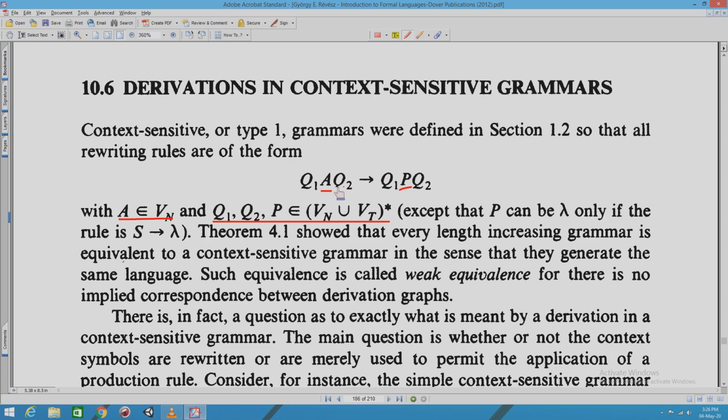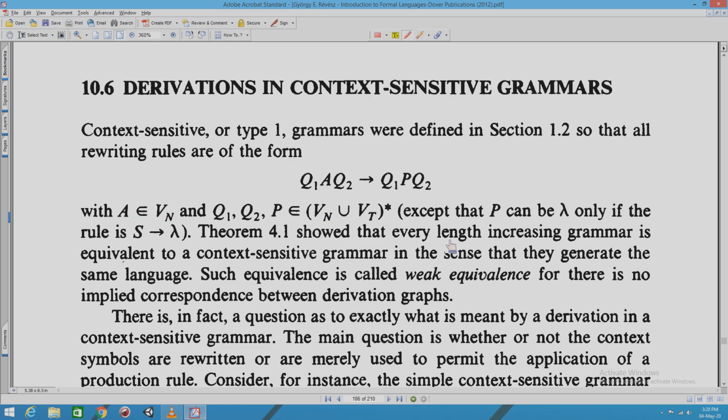Definitely P should not be equal to lambda, null, meaning P should not be an empty string. Because if it is, then the length of Q1 A Q2 is length of Q1 plus 1 plus length of Q2, while on the other side the length is length of Q1 plus length of Q2. So if P is an empty string, the length of this string will be smaller than the length of the left string, which is not allowed. This is allowed only in a production like S to null. So A to null is never allowed. S to null is allowed only where S does not appear on the right hand side of any of the productions.